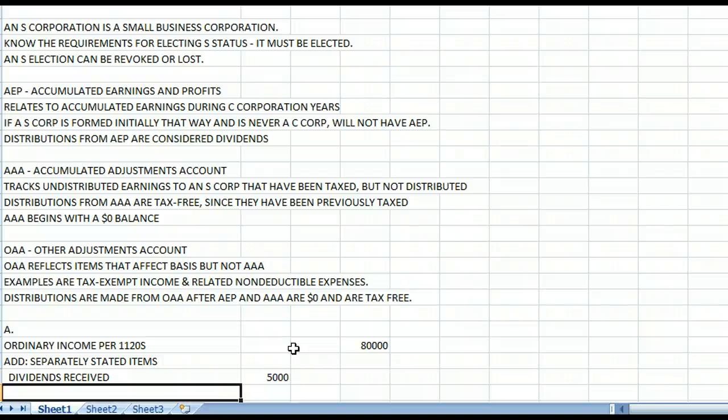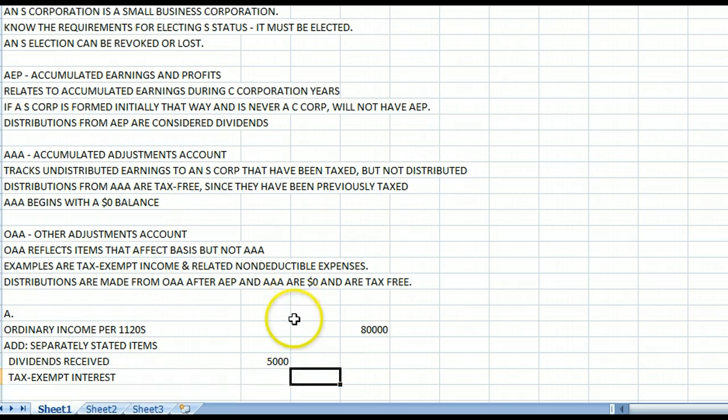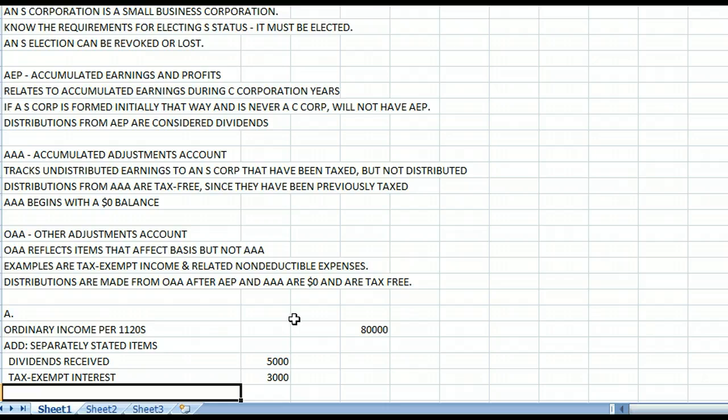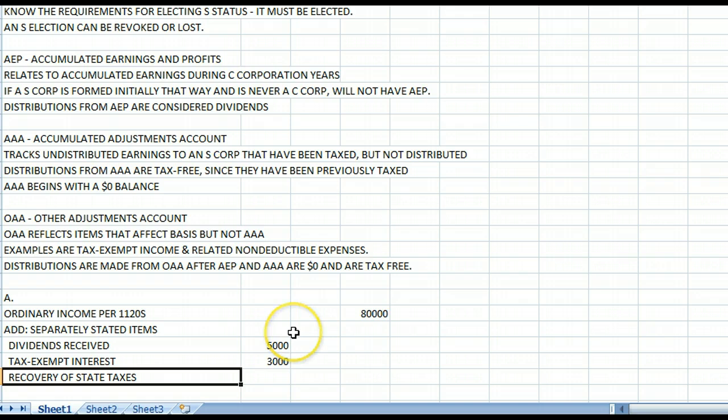Right, next item, let's look at our tax-exempt interest. That's going to be $3,000. Next item is going to be recovery of state taxes. What this is, is the prior year taxes. It's on the list where you had the refund of the prior year taxes that's showing on your list about halfway down for $5,000.